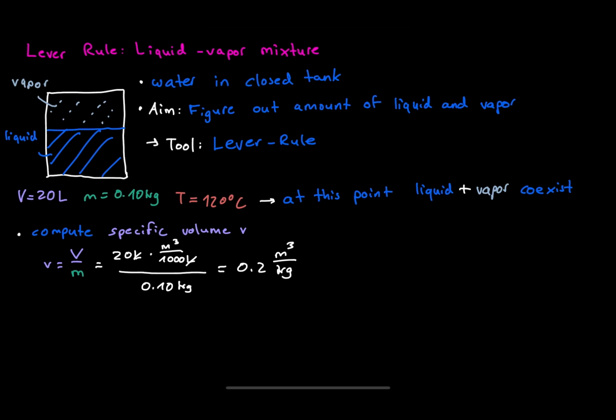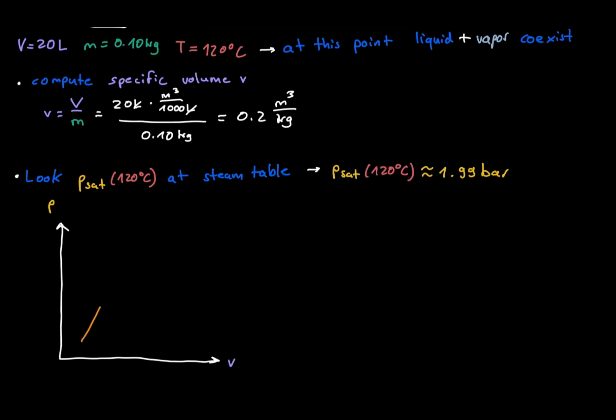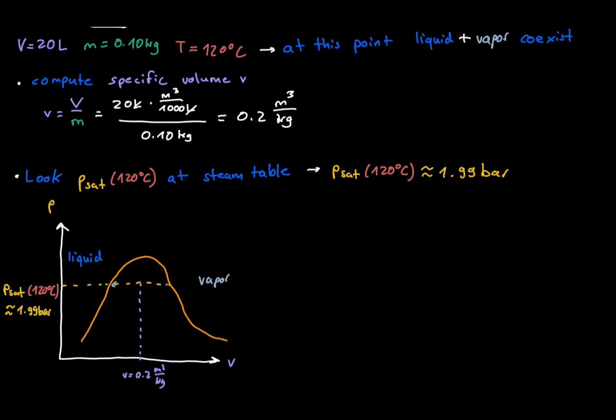Next step, we go to the steam tables. At 120 degrees Celsius, we read three important values. The saturation pressure is about 1.99 bar. The specific volume of saturated liquid is about 0.00106. And the specific volume of saturated vapor is about 0.89.